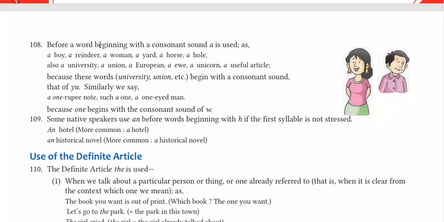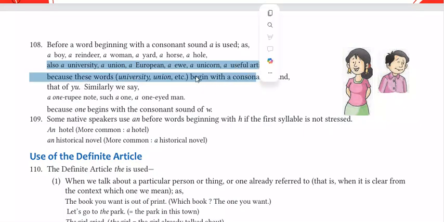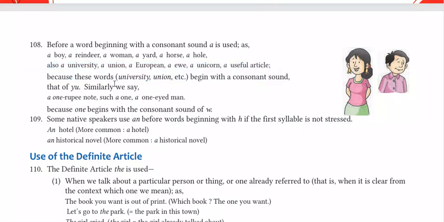And then, before a word beginning with a consonant sound, a is used. Whenever any word starts with a consonant sound, we use a: a boy, a reindeer, a woman, a yard, a horse, a hole. Also a university, a union, a European, a EU, a unicorn, a useful article. So their initial sound is like the Y sound. The initial words university and union begin with a consonant sound, that of Y. So the U sound here is a consonant sound, right?